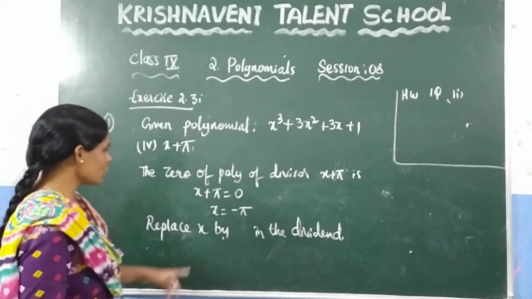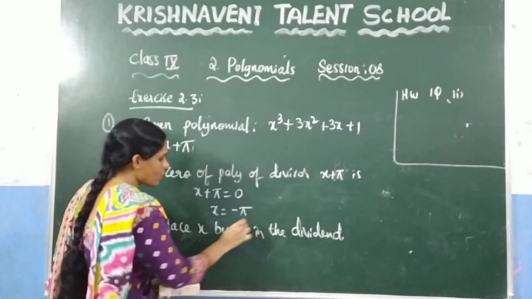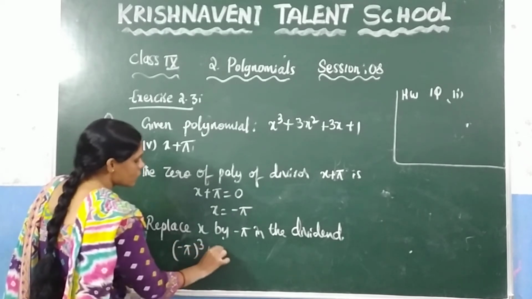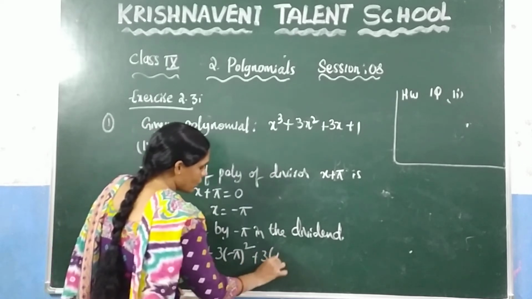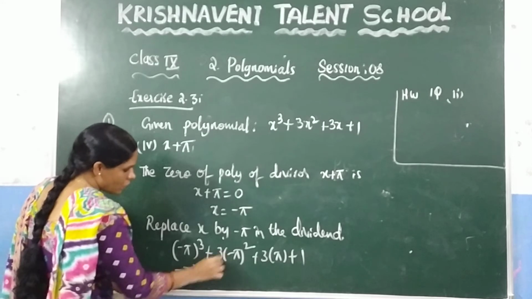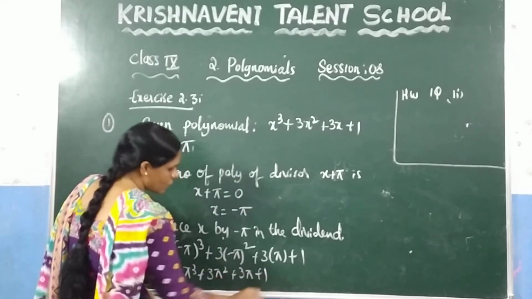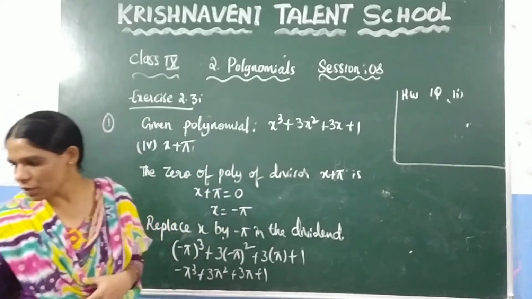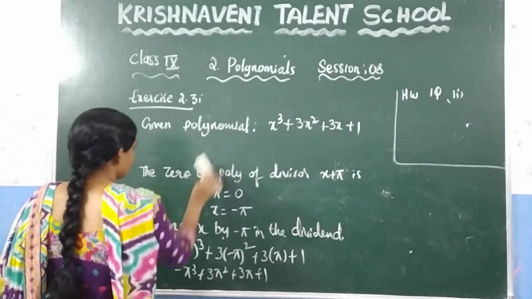Now what we need to do? Just replace x by minus pi. If you replace that, what you get here? Minus pi whole cube plus 3 into minus pi whole square plus 3 into minus pi plus 1. So what will be the remainder here? Minus pi cube plus 3 pi square minus 3 pi plus 1. This is the remainder if you are dividing these two polynomials. Now see the last one. They have given 5 plus 2x.